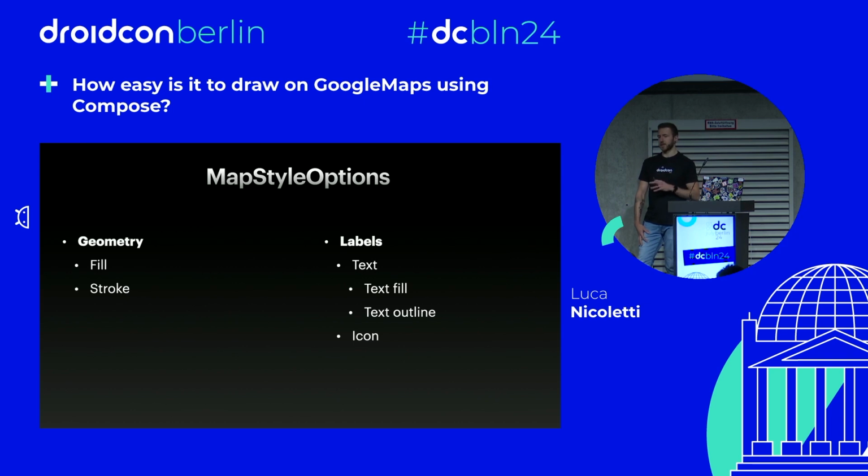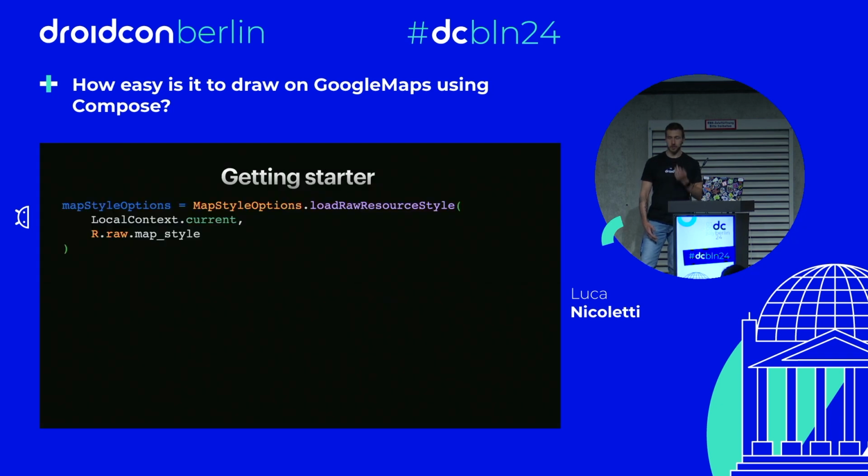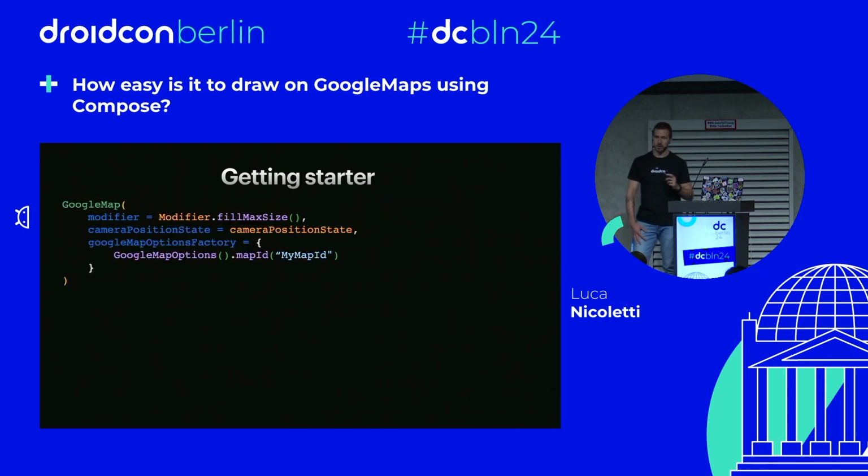Once you're done customizing the style in the wizard, you can export it as a JSON, and then you can load the JSON by using the map style option, load raw resource style, providing the context and loading the JSON file. But this is the deprecated way to style a map. Right now, you should be using the GoogleMapOptionsFactory, providing the GoogleMapOptions map ID. You should gather the map ID from the Google Cloud Map console.